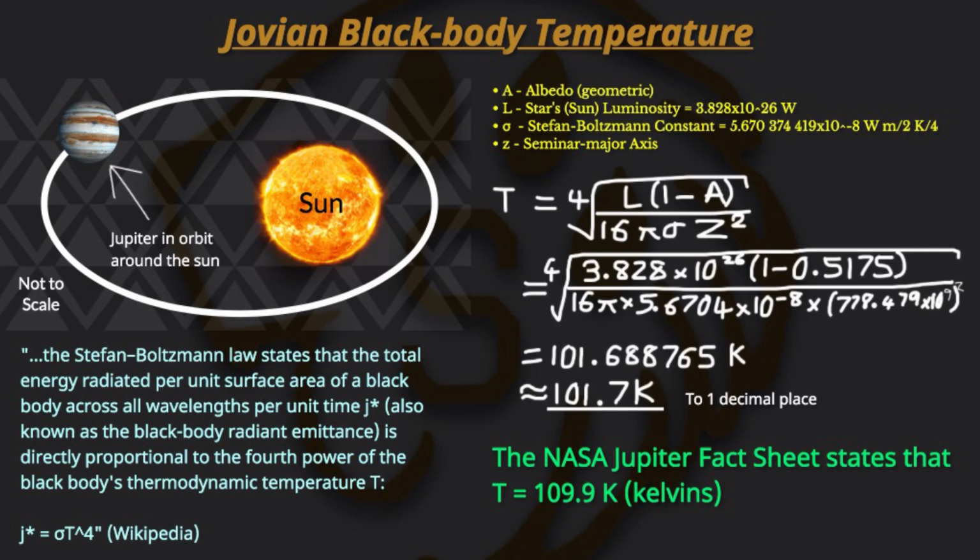Usually for temperature and angles, we put them to 1 decimal place. But according to the NASA Jupiter fact sheet, which you can find on the internet, I think I'll put the link in the description for the YouTube viewers, T is equal to 109.9 kelvins instead of 101.7. So if you can see where the error is, I suspect that the error is coming from the albedo part. That's what I'm thinking. But if you can understand where the error is coming from, please assist us in the comment section.